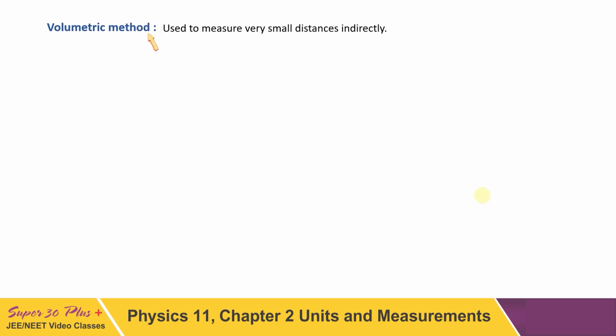Another method is there which is called volumetric method. Volumetric method is used to measure very small distances indirectly. First we learn to measure long distances indirectly, and now it comes small distances. This is done by volumetric. The method that is used in laboratory is, it is used generally to measure molecular diameter of oleic acid. So how is it done?